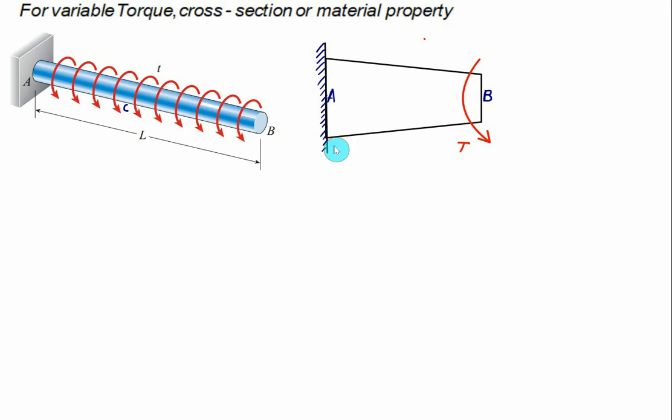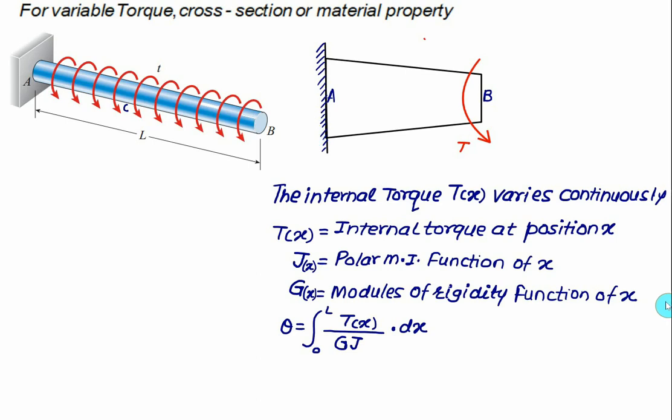So in this video we are going to consider either a variable cross section, or variable torque, or variable material property. The method of integration will work when we have a change in the cross section area, or when we have a change in the torque over the entire length. Then the internal torque T varies continuously, or the area will vary continuously, or the material property G may vary. So let's say here we have T as a function of x, the internal torque at any position x, which is variable and can be expressed in terms of x.